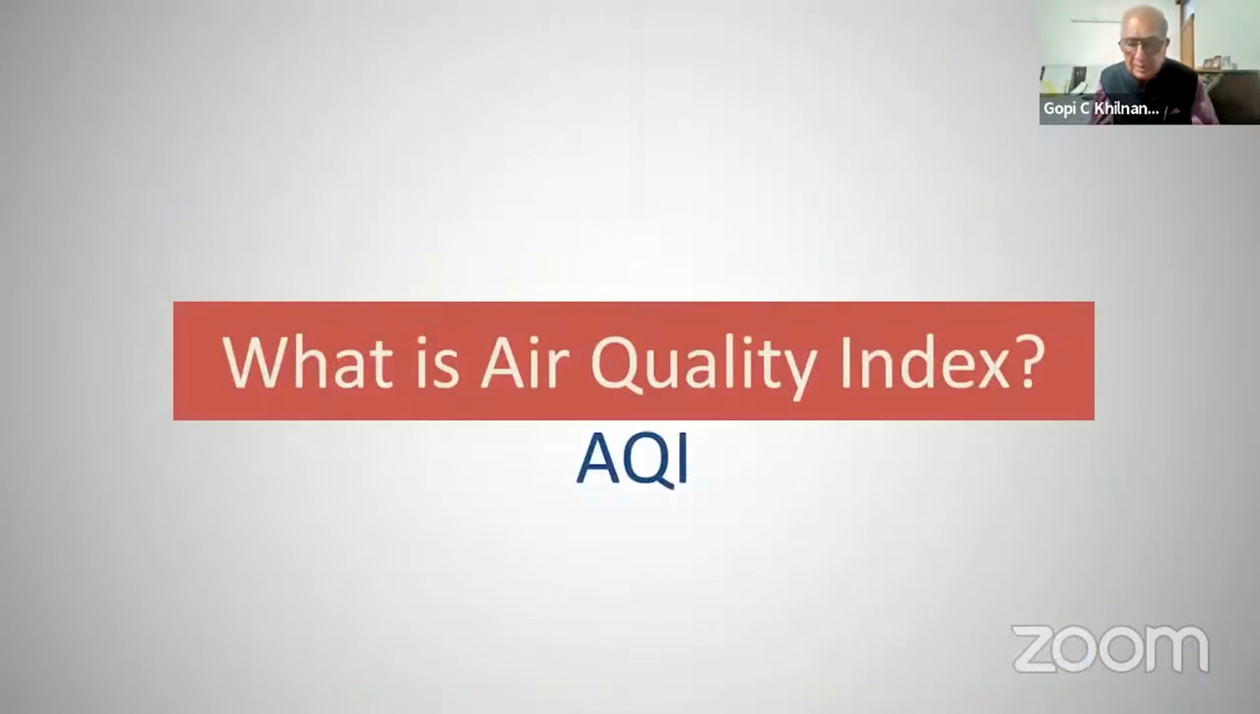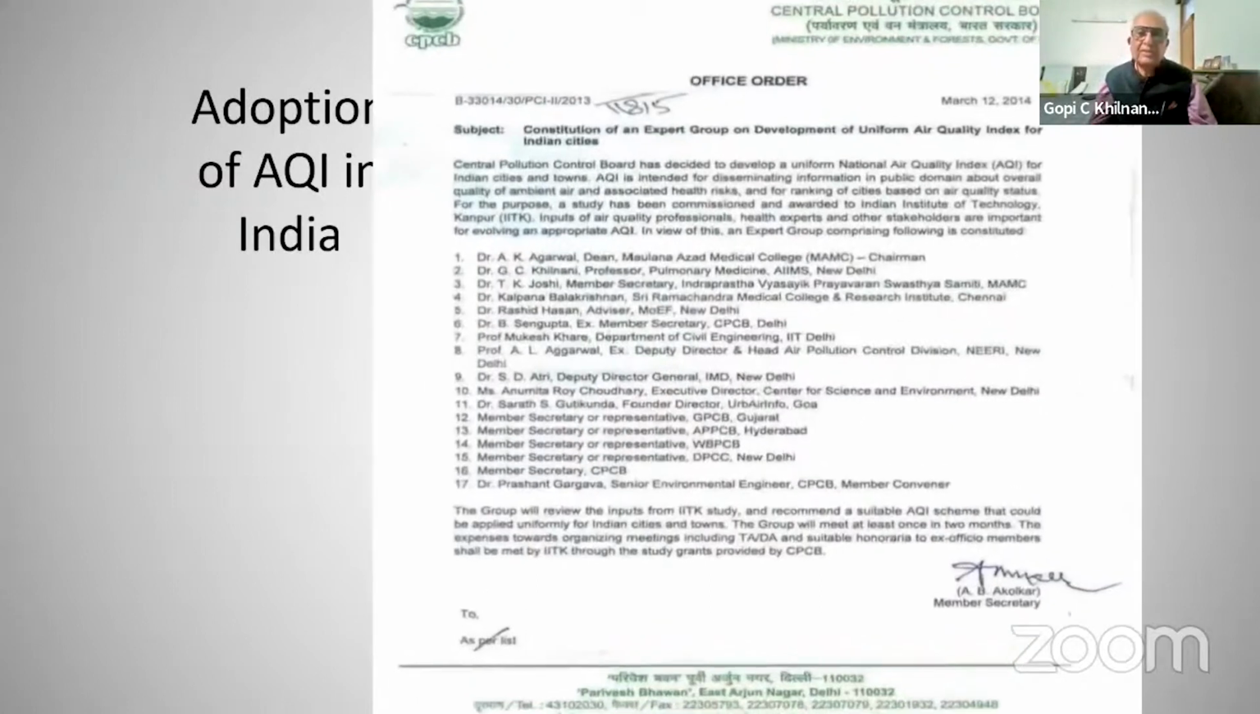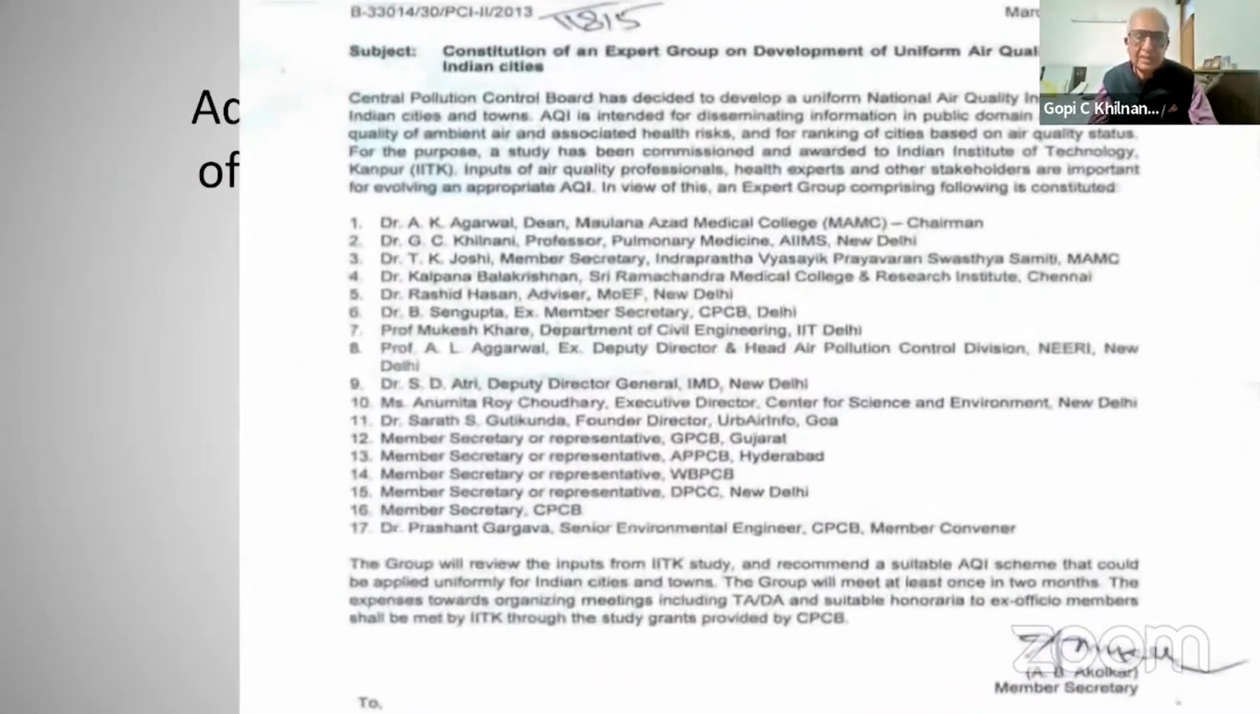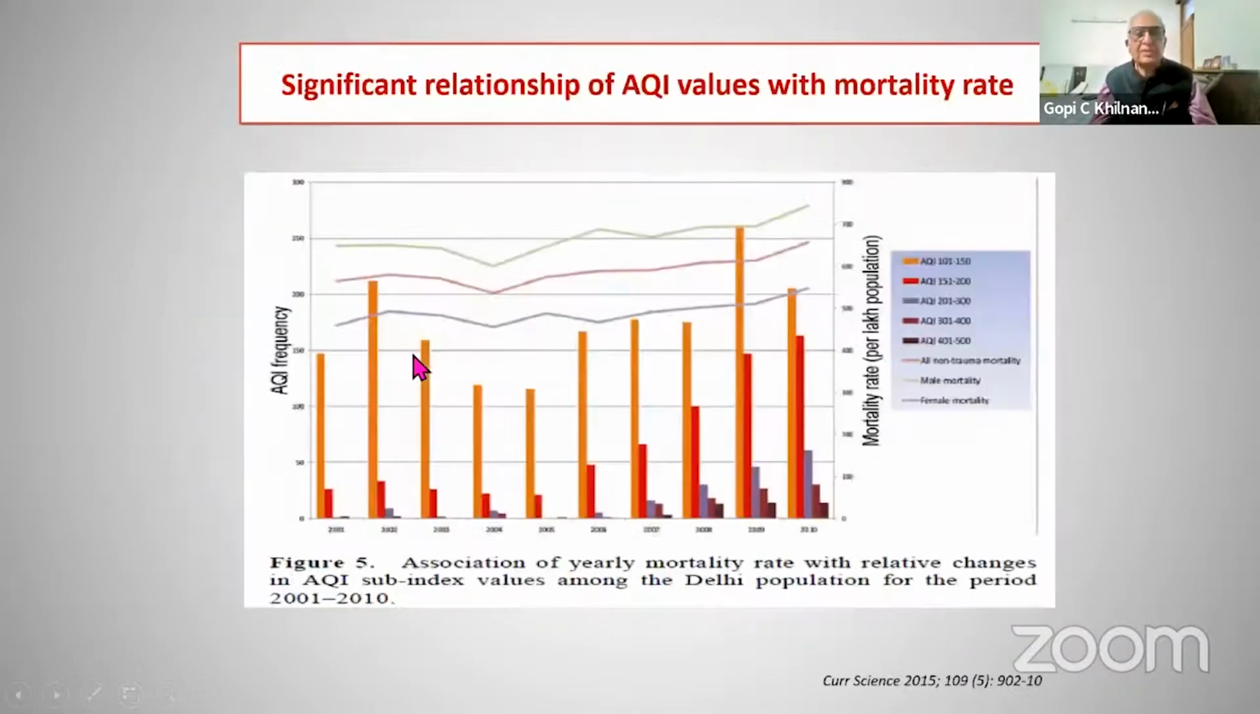So came, in 2012, the air quality index that you keep reading: the AQI is 300, the AQI is 200, today the AQI is good, I can go for a walk. So this AQI was, in 2014, the Government of India constituted a committee under the chairmanship of Dr. Sharma from IIT Delhi, and I was part of that. And this is based on air pollutants, and it is calculated, and this is real time, which comes on your television or whatever screen.